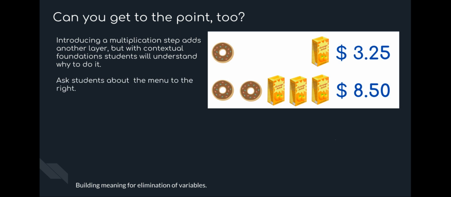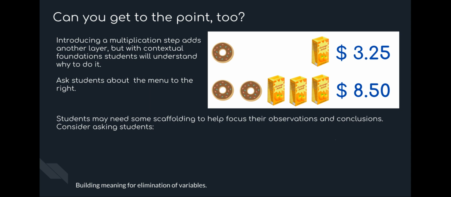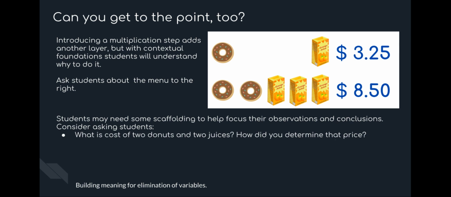Ask students about the menu to the right. Students may notice that they have 1 muffin and 1 juice for $3.25. They may notice that they have 2 donuts and 3 juices for $8.50. Just as before, some students may need scaffolding to help focus their observations and conclusions. Consider asking students, what is the cost of 2 donuts and 2 juices? And how can you determine that price?